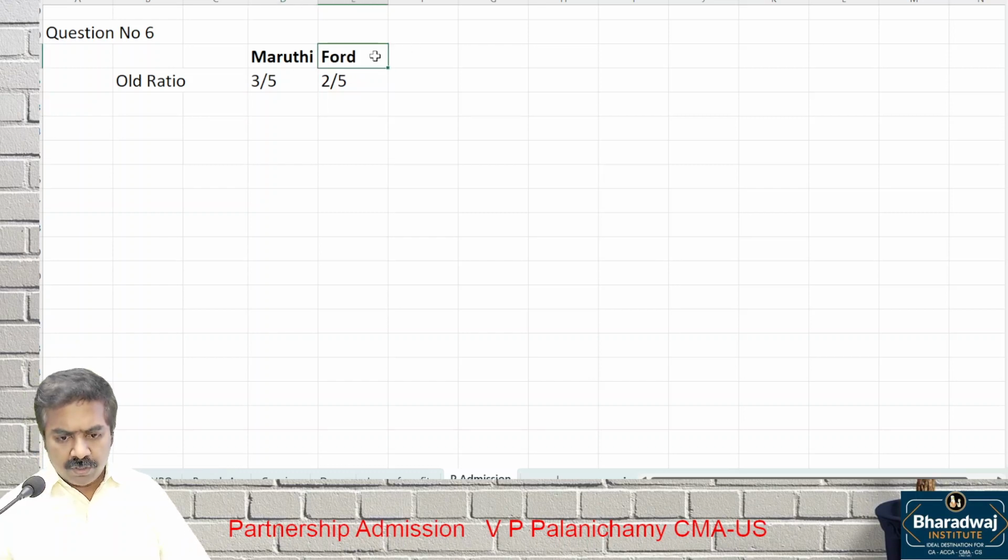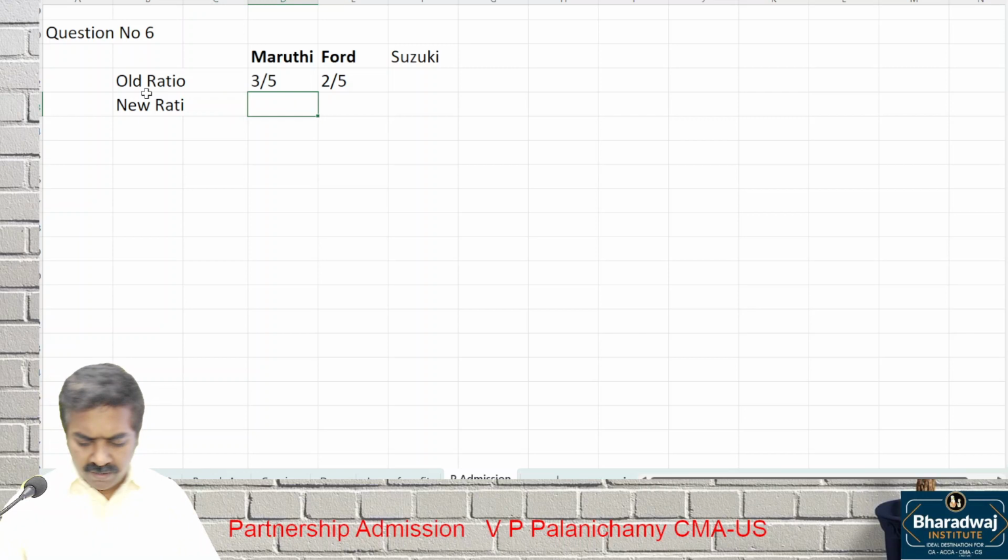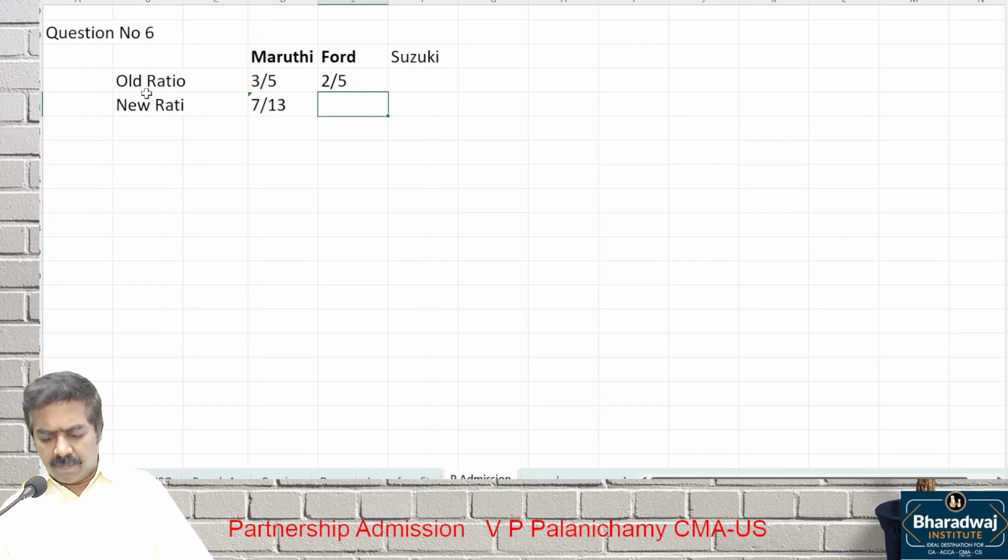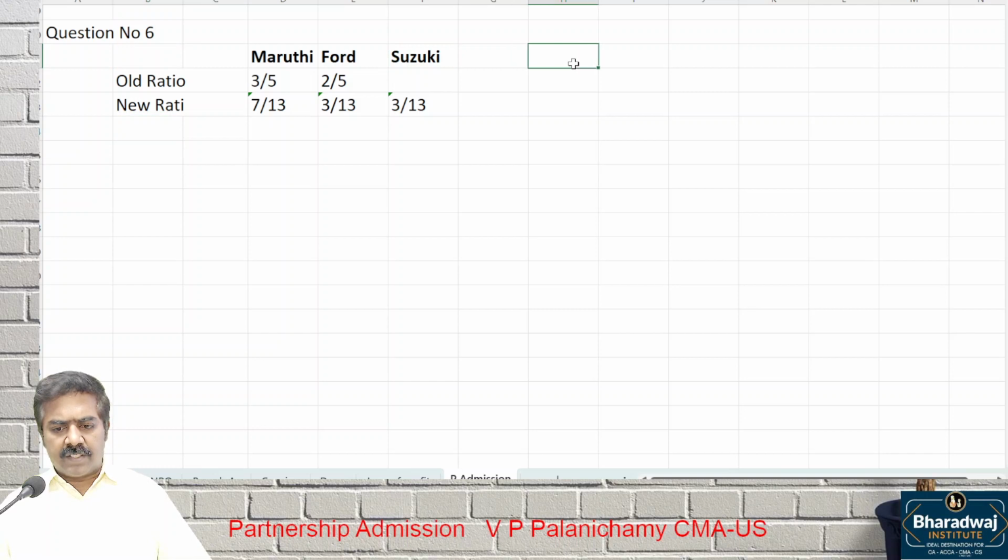Then, what is the new ratio? 7:3:3. Add it, 13 will come. 7/13, 3/13, 3/13. This is the new ratio. So we want sacrificing ratio. Nothing but old ratio minus new ratio.